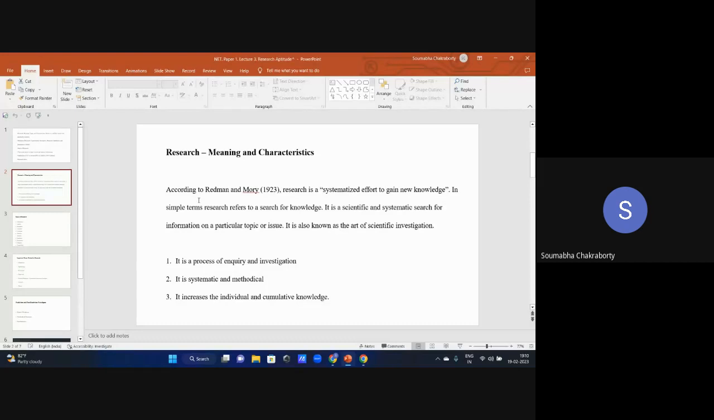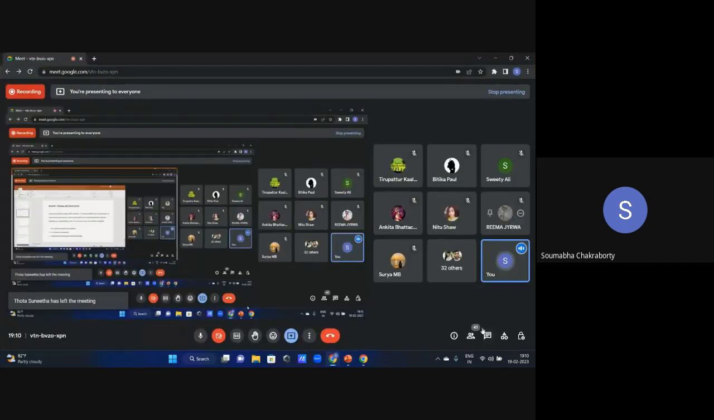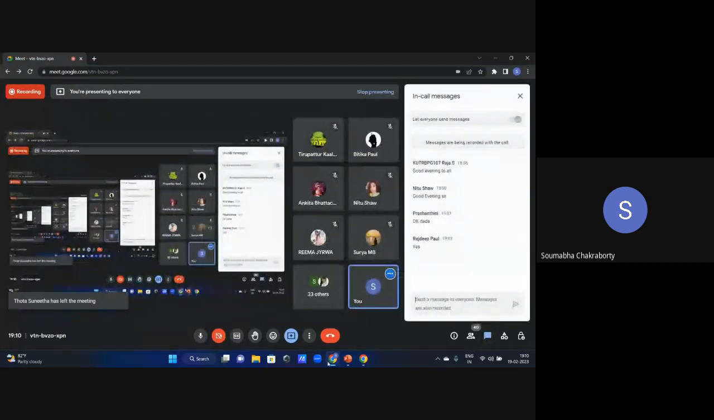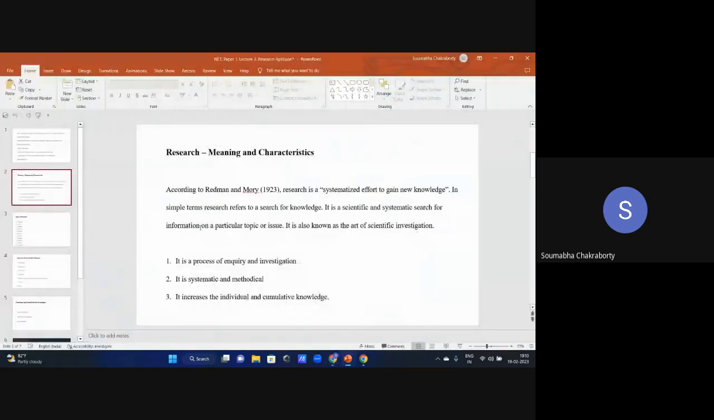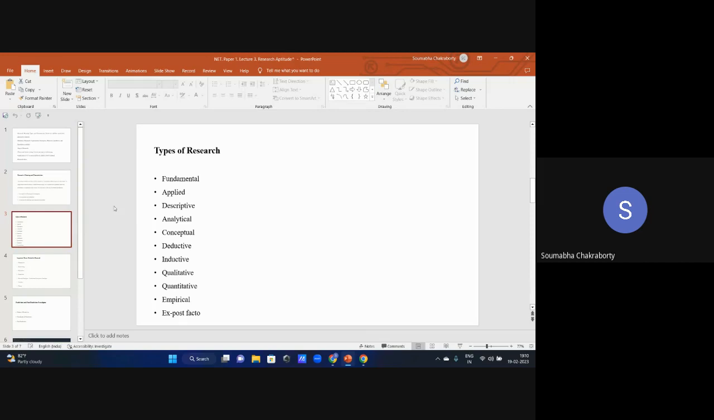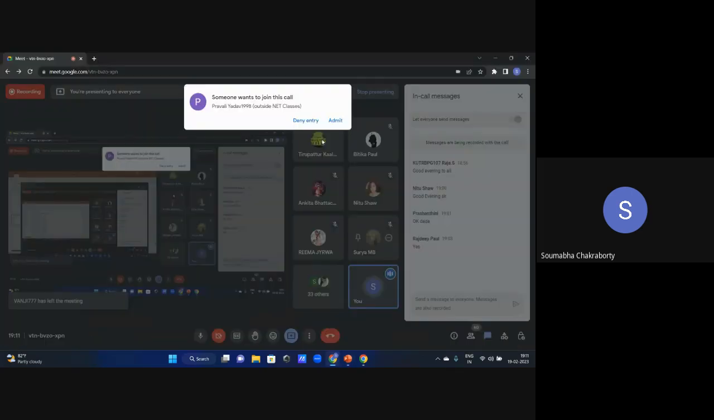As we have mentioned before, there are several types of research. These are the several types: fundamental, applied, descriptive, analytical, conceptual, deductive, inductive, qualitative, quantitative, empirical, ex post facto, etc.